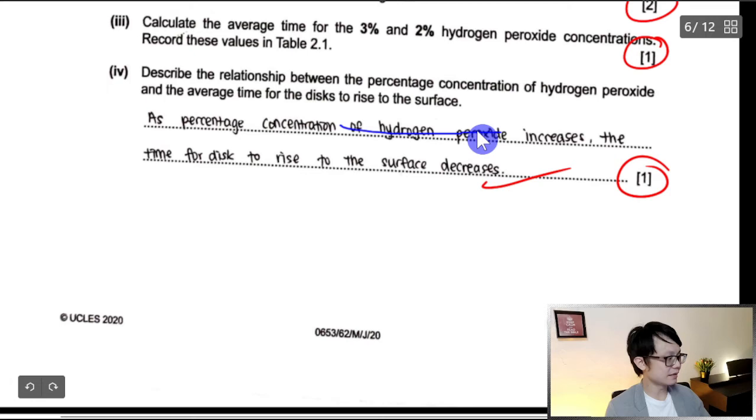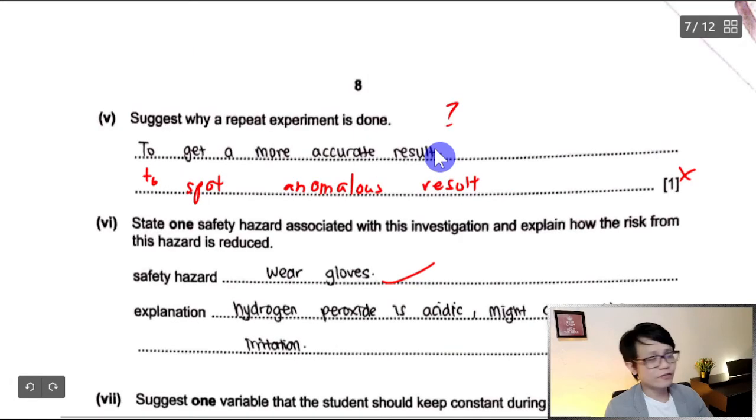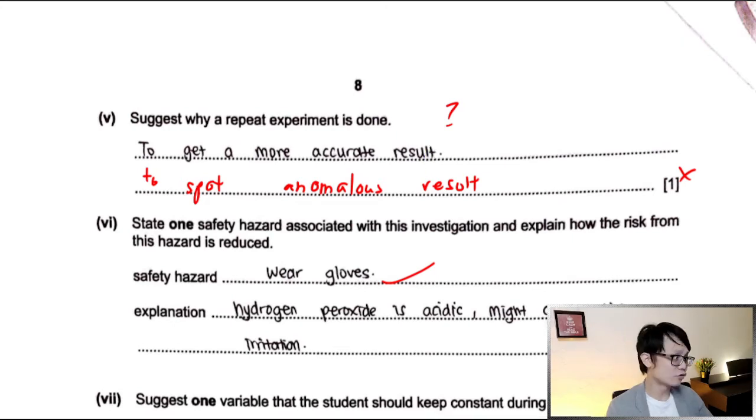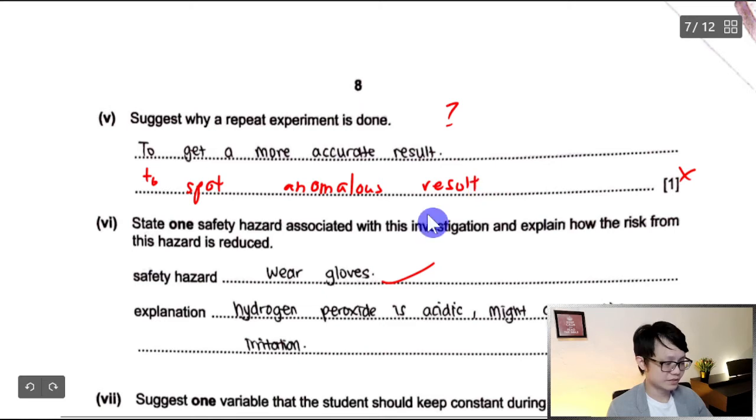Suggest why you want to repeat: to get a more accurate answer. Actually I also want to give this correct, but the marking scheme says to spot anomalous results, so I just follow. But actually in most science books that I read, I feel that we repeat it so that you reduce the error and get a more accurate result. But the marking scheme just says to spot anomalous results. So maybe the examiner will give you correct.